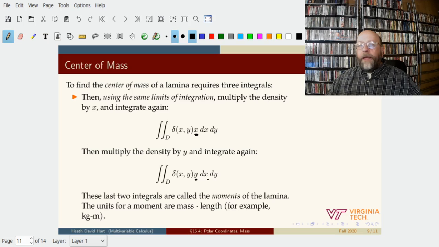Okay? These are called the moments of the lamina. And the units are going to be mass times length. We get an extra length here. So instead of just getting a unit of mass, we get something like a kilogram meter here.